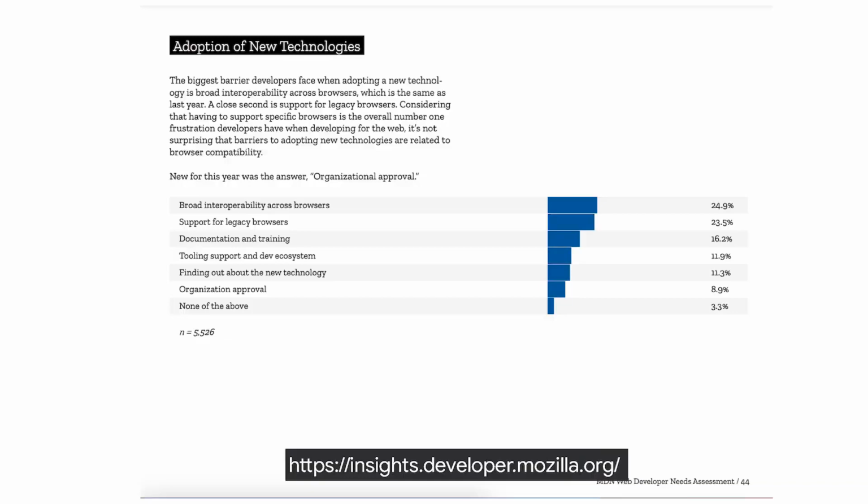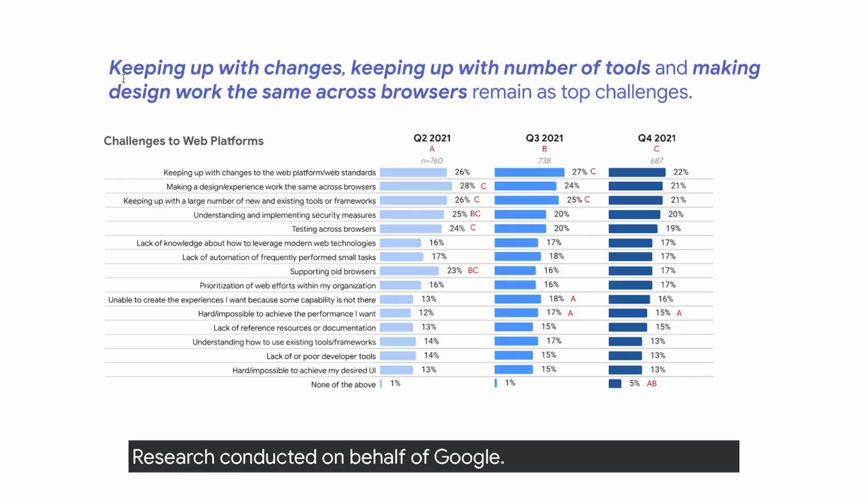Interoperability, meaning the support of features across browsers, was also cited as the biggest barrier to adopting technology in the Mozilla DNA report. And in research conducted by Google, making a design or experience work the same across browsers is consistently listed as a top challenge for web developers.